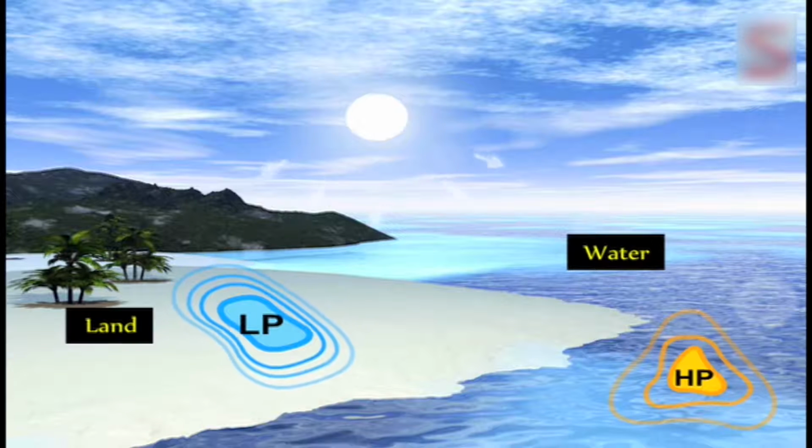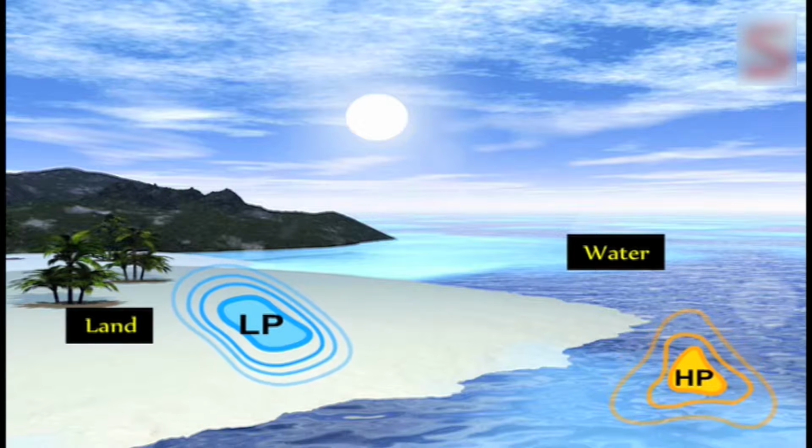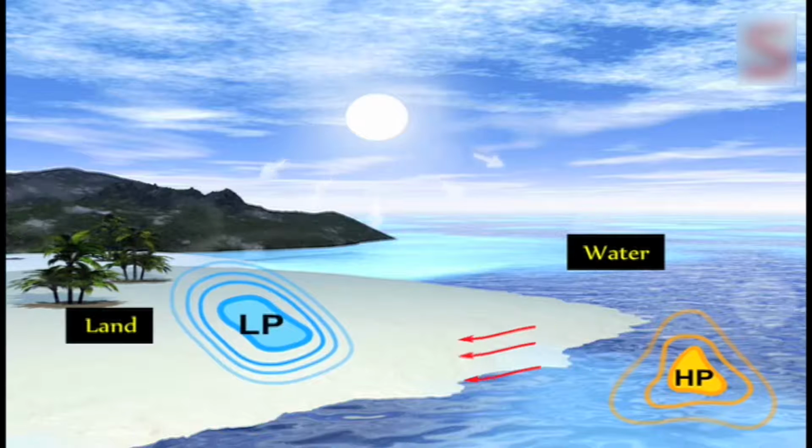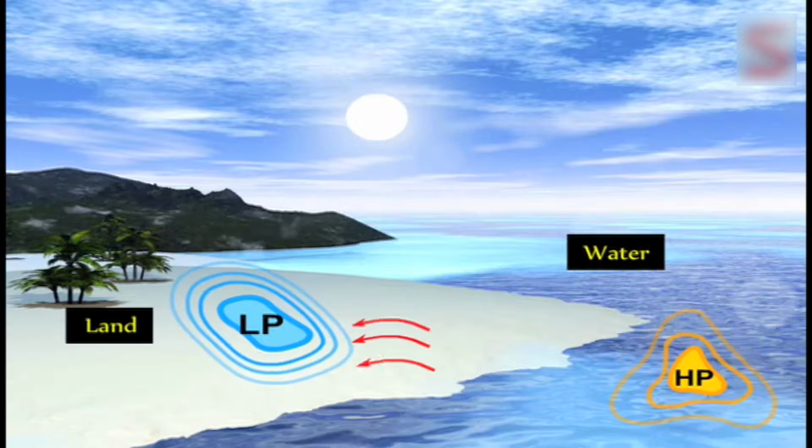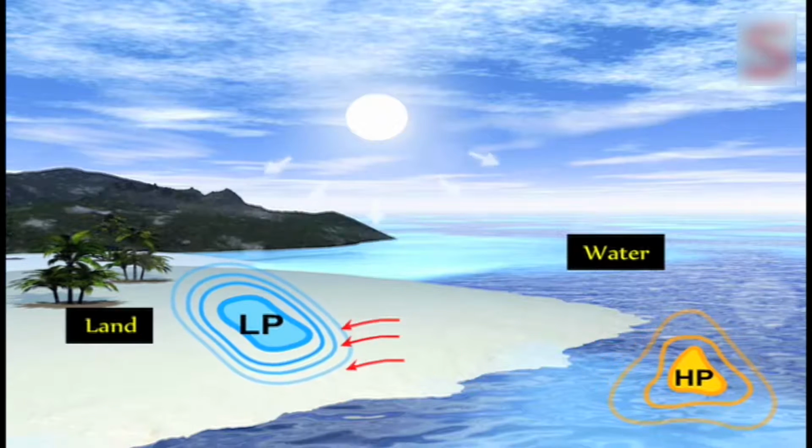The cold air on the sea causes a high pressure. The sea breeze is created by the wind that blows from higher pressure on the sea to the lower pressure on the land. Students, this is what happens during the day. So, what do you think happens during the night?